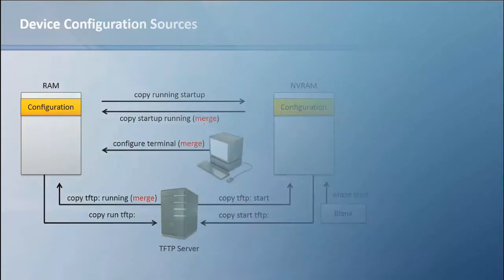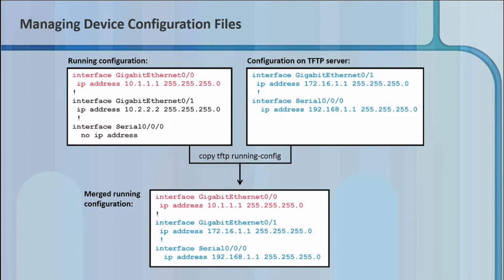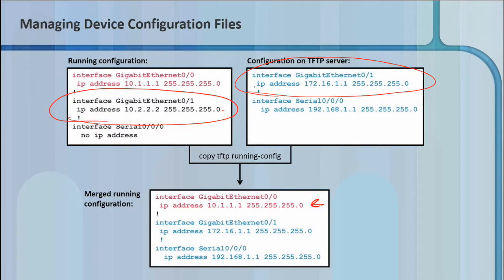All right. So additionally, here's some examples of that. They've got the running config and the TFTP server, and they say copy tftp run. Do you see, here's interface gig 0, but it was interface gig 0/1 that was overlapping. So that is going to become this. See how this was a 10.2.2 address before? So that was overwritten, and then previously we didn't have any interface on serial 0. Now we're going to obtain that.